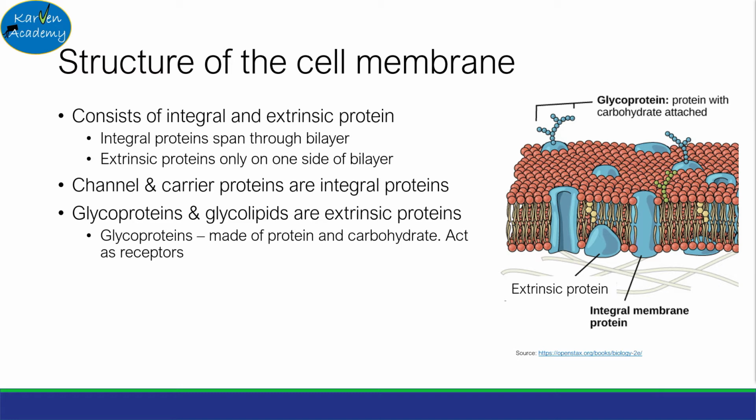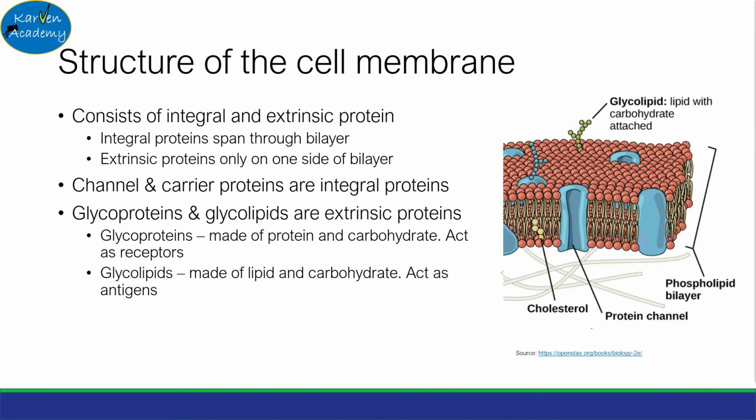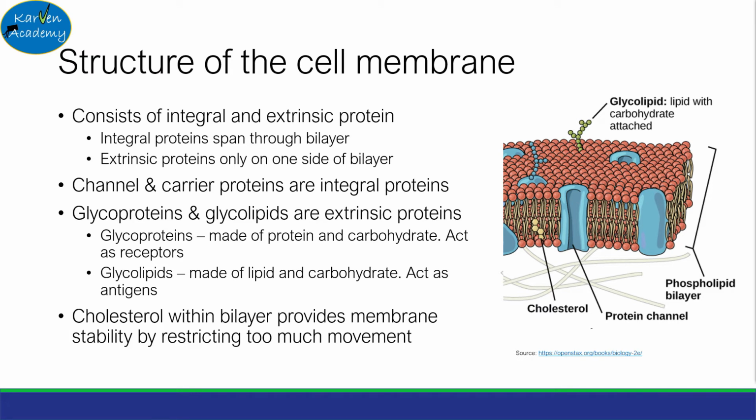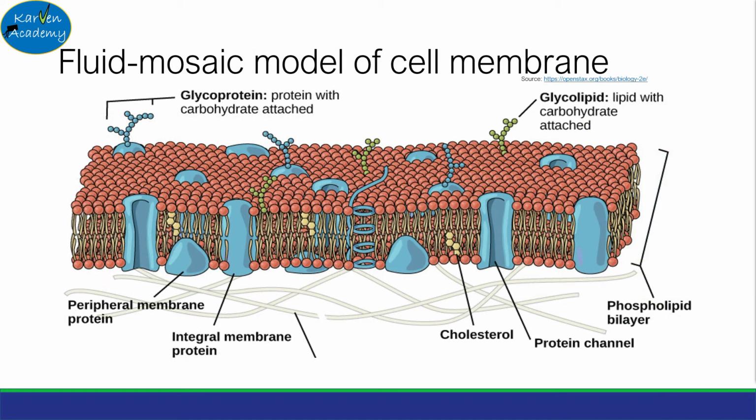Glycoproteins are made of protein and a carbohydrate, and they typically act as cell surface receptors. Glycolipids are made of lipid and carbohydrate, and they tend to act as antigens of that cell. Eukaryotic cells contain cholesterol within their bilayer, which provides membrane stability by restricting the membrane from moving too much. Do note that cholesterol is not present in cell membranes of prokaryotic cells such as bacteria.